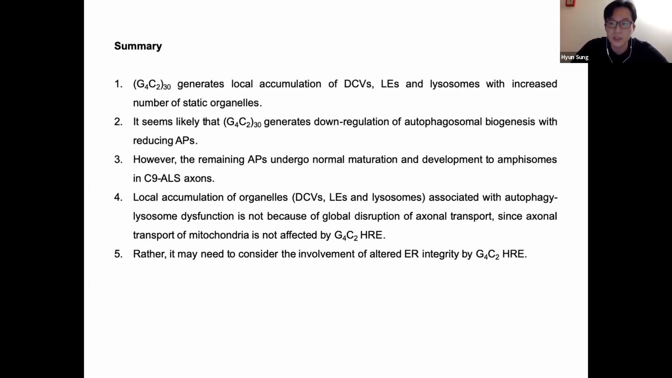At this moment, the next step is we want to co-visualize the ER with other organelles. For example, whether the autophagosome can co-localize and co-migrate together with the ER, that may directly suggest that ER integrity is really required for axonal lysosome and autophagosomal positioning. So we are looking at that. That's very cool.